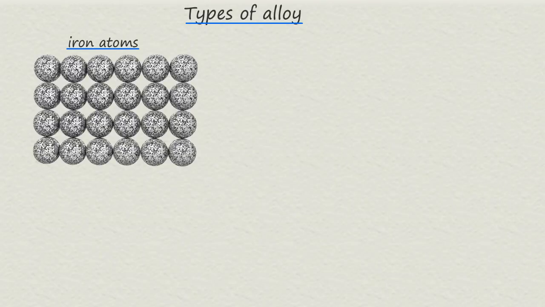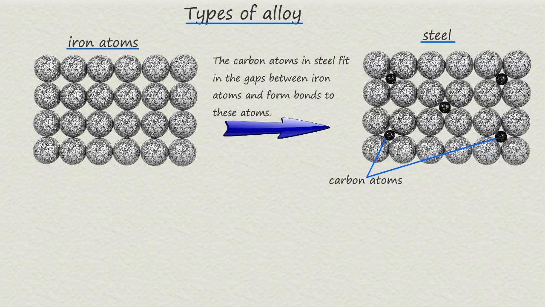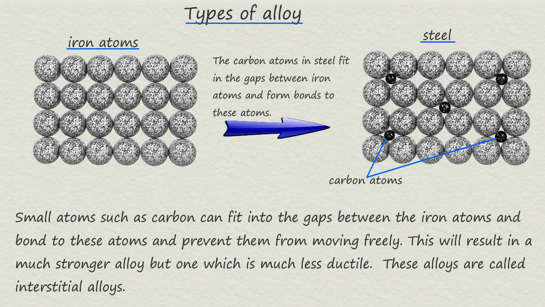Steel is an interstitial alloy. This is an alloy where small atoms such as carbon or boron are able to fit into the gaps between the metal atoms. The carbon atoms are able to form bonds to the iron atoms and so prevent the layers of iron atoms from sliding over each other. This will of course make steel stronger and harder than the metallic iron.